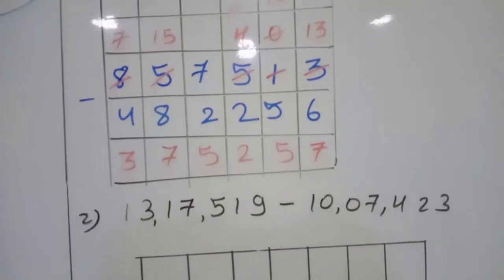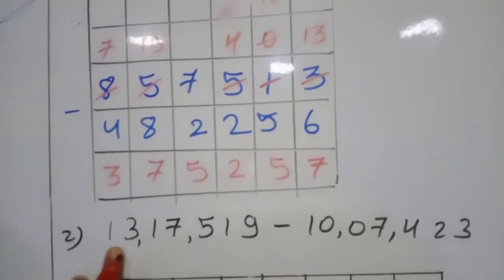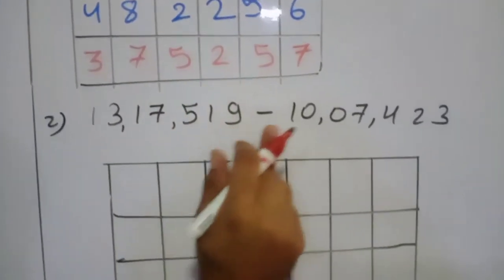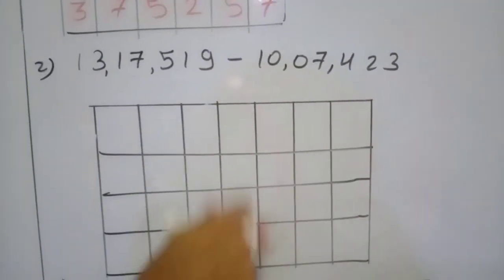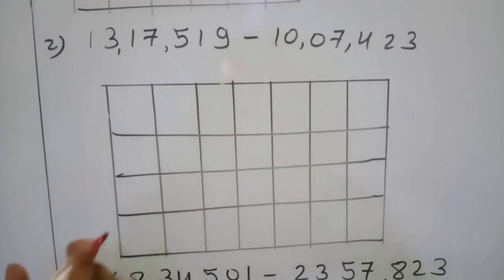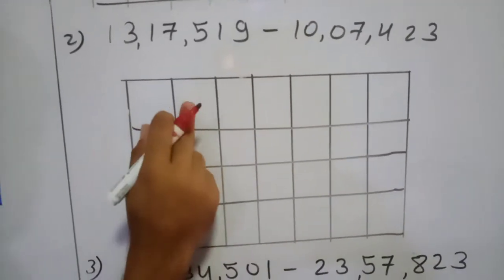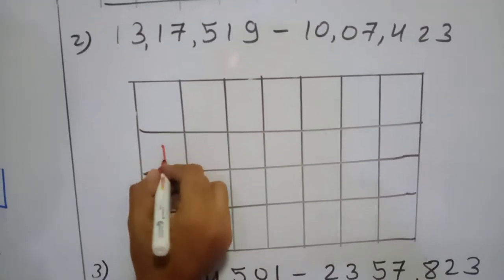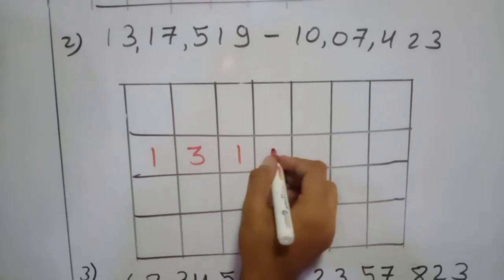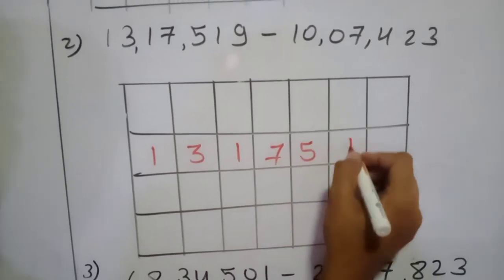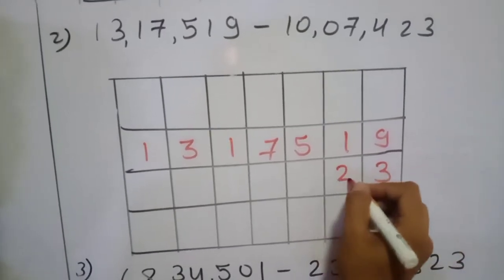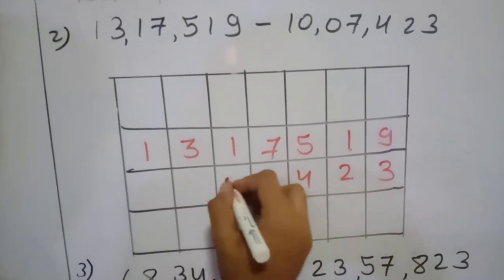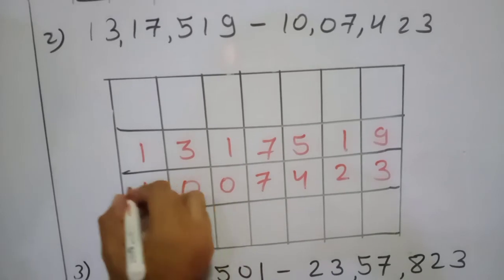The next sum. Here we have 1, 2, 3, 4, 5, 6, 7 digits. So 7 vertical columns and 4 horizontal. Again leave one line. Start writing 1, 3, 1, 7, 5, 1, 9. The next number from the unit place: 3, 2, 4, 7, 0, 0, 1.